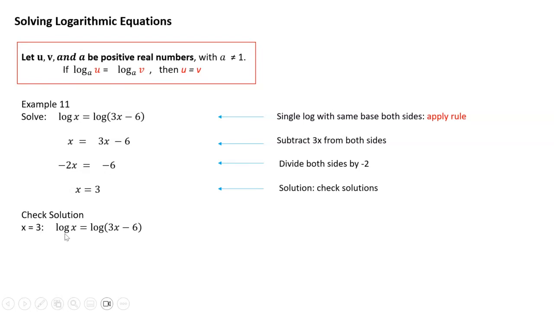Right, so check the 3. We're going to plug in 3 for every x on both sides of the equal sign. So we're going to plug it in there, and also over here where it says 3x, we're going to plug in the 3. This gives us on the left side log of 3. On the right side, it will also give us log of 3. So we know that's my solution.